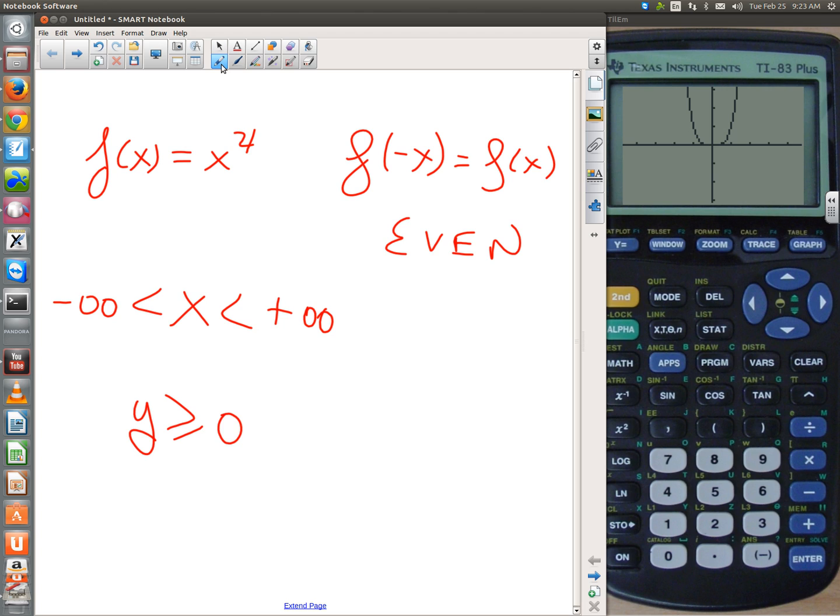Okay, but let me ask you this weird question. What's the limit as x approaches infinity of this f of x? As x goes to +infinity, what's y doing? Look at the graph. As x goes to +infinity, what's y doing? Also going to +infinity.